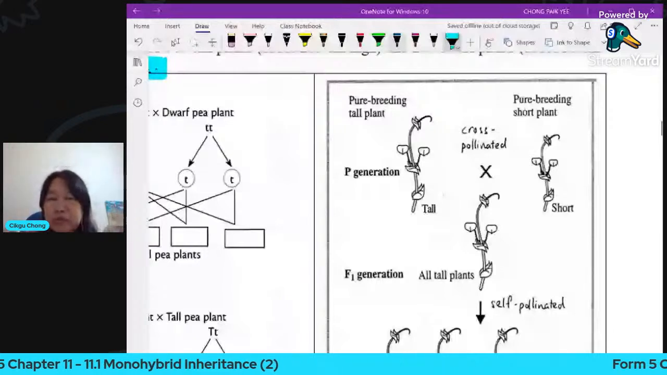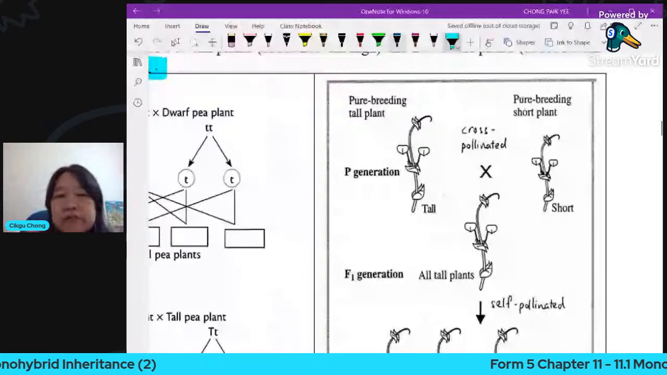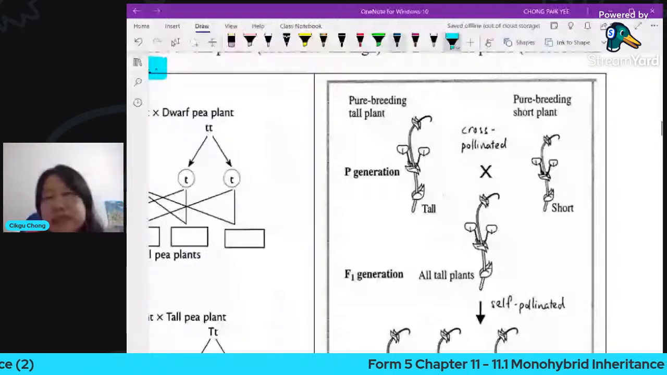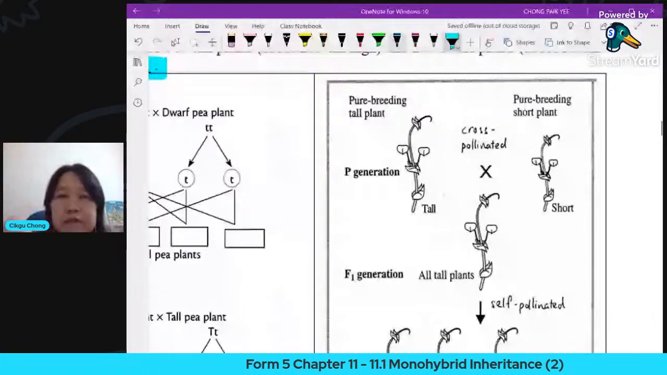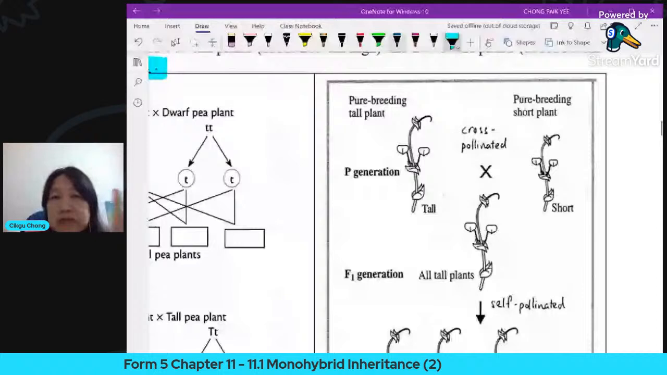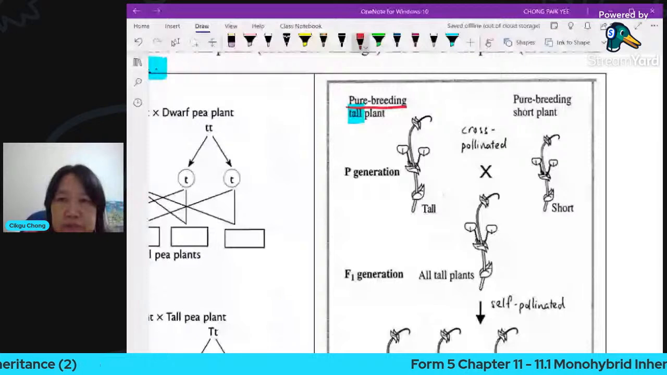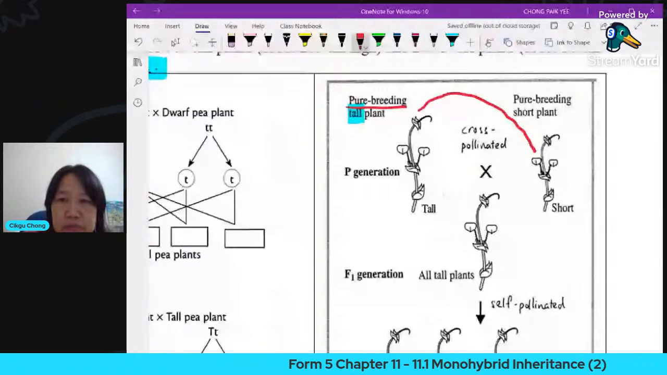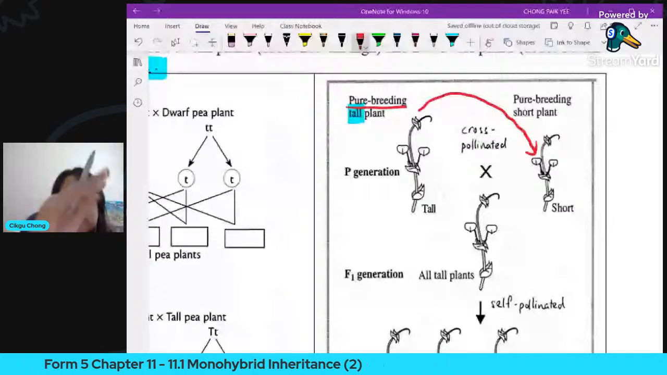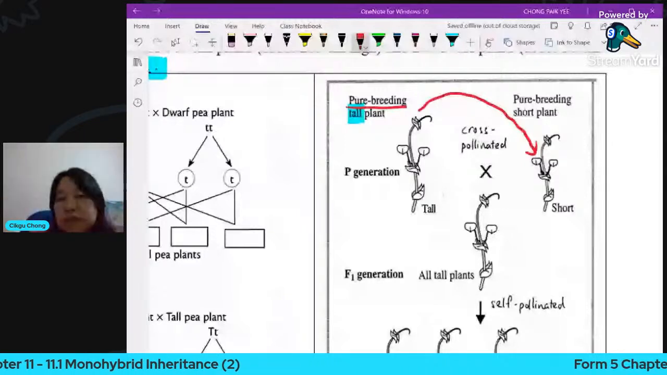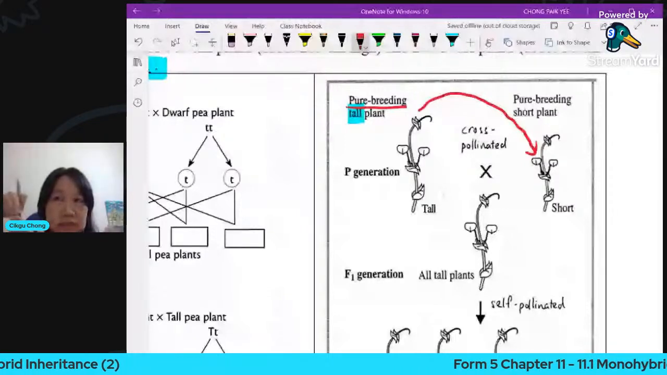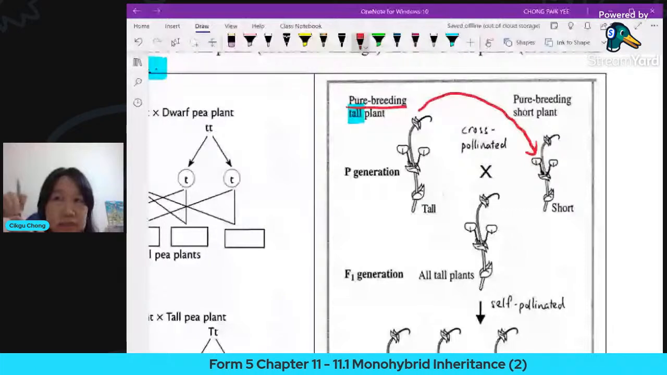Okay, so all tall. And then he took the pollen grain from the mature flower. Then he brushed it over to the other plant, the short one. A short plant is pure breeding, all right? He took the pollen grain from the tall plant and brushed it onto the stigma of the flower of the short plant. That is called cross-pollination. Okay, so you will have fertilization and all that.